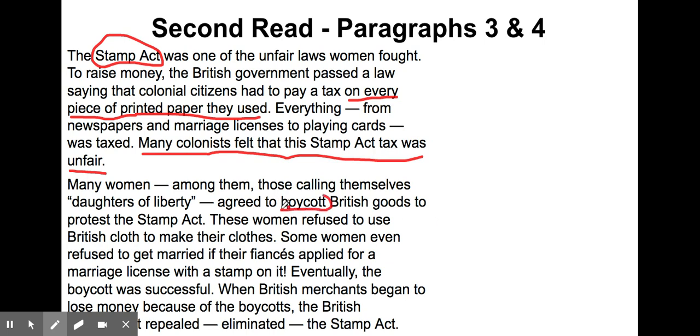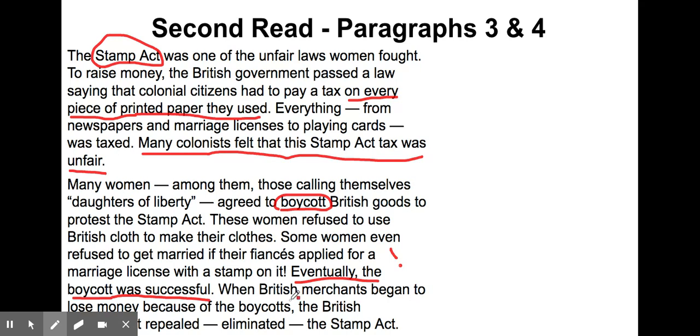So boycott is another way of saying you're refusing to purchase or refusing to do something or buy something. These women refused to use British cloth to make their clothes. Some women even refused to get married if their fiancés applied for a marriage license with a stamp on it. Oh my goodness, that's pretty interesting. Eventually, the boycott was successful. Okay, that tells me that what they did, meaning not choosing to buy these paper items, actually worked. Successful means it was good.